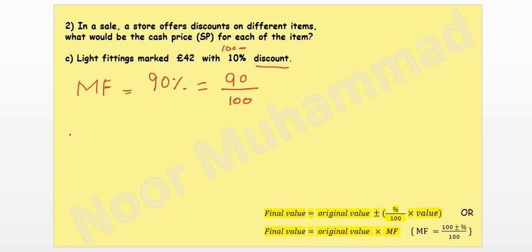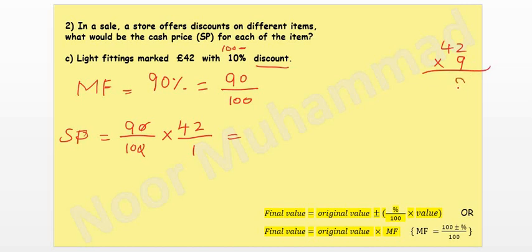To find the sale price, or the cash price, what will you do? You will take this multiplying factor and multiply it with 42 out of 1. So the zeros can be cancelled. By the way, if you want to leave these zeros here, you can, but better cancel them. The calculations will become easy for you. Now multiply 42 by 9. So 9 2s are 18. You will carry 1 over here. 9 4s are 36 plus 1, it will be 37. So we got 378 out of 10.